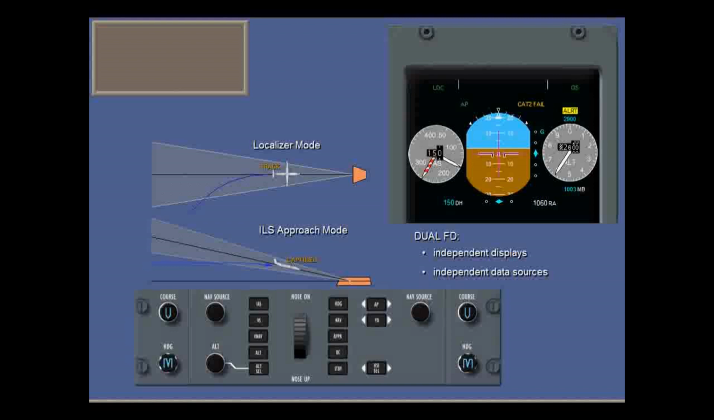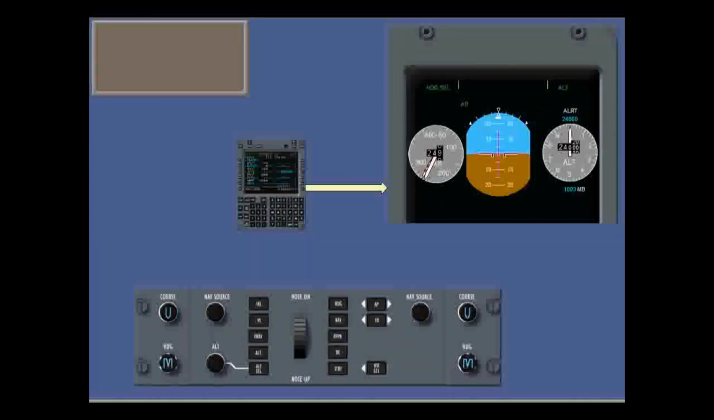Should there be any malfunction, you'll see a Cat2 fail message flashing for 5 seconds. LNAV mode can be engaged to track a lateral flight path computed by the FMS. With the FMS selected as a nav source and a lateral flight plan active on the FMS, touch the nav push button to engage LNAV mode.